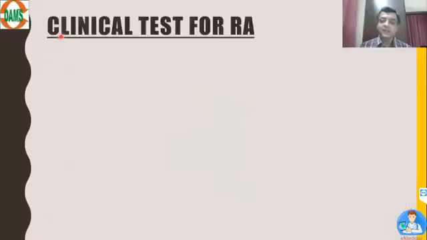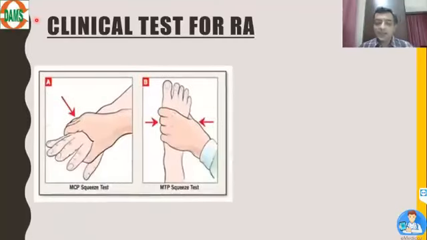Continue further. So what is the clinical test for RA? Come on everybody. What is the clinical test for RA? Yesterday one of the students had put up this doubt. A patient comes with joint pain and swelling, typically affecting small joints of the hands. What is the clinical test for RA?